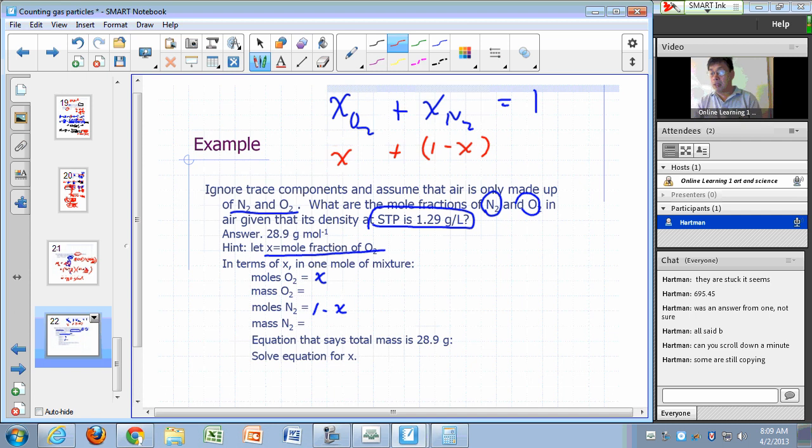Now, if you know that the moles of oxygen is X, then you can calculate the mass. How do you get the mass if you know moles? You just multiply by the molar mass. So this is going to be X times 32.00 grams per mole.